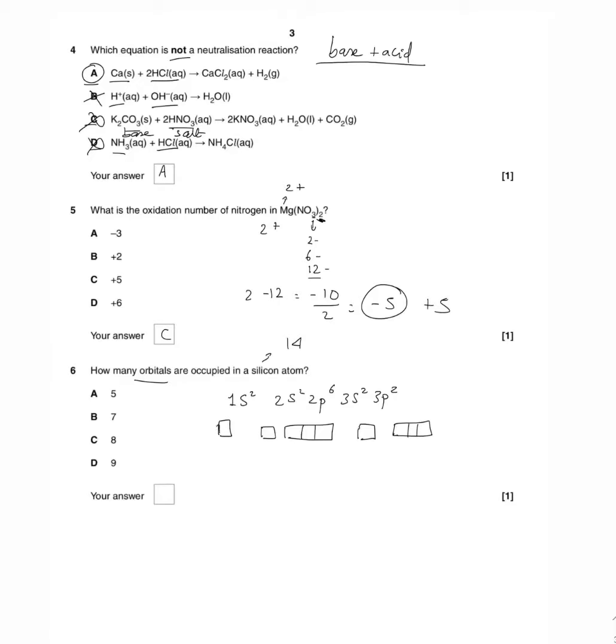This is 1s2, the 2 electrons. This is 2s2, this is 2p6, and then 3s2, and then 3p2. So the orbitals that have been occupied are 1, 2, 3, 4, 5, 6, 7, and 8. So the answer is C.